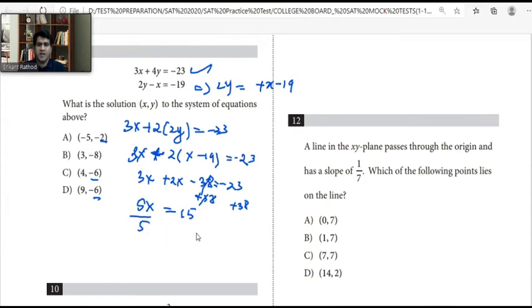So divide by 5, divide by 5, so the value of x here is going to be 3. Which of the options has the x value as 3? Only B. So B is the right answer here.